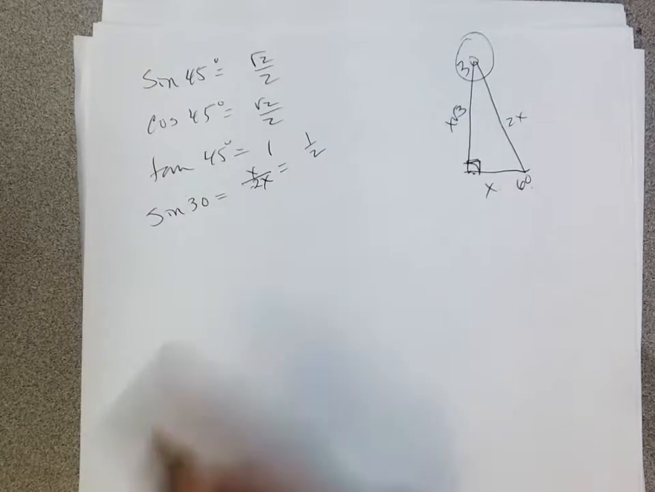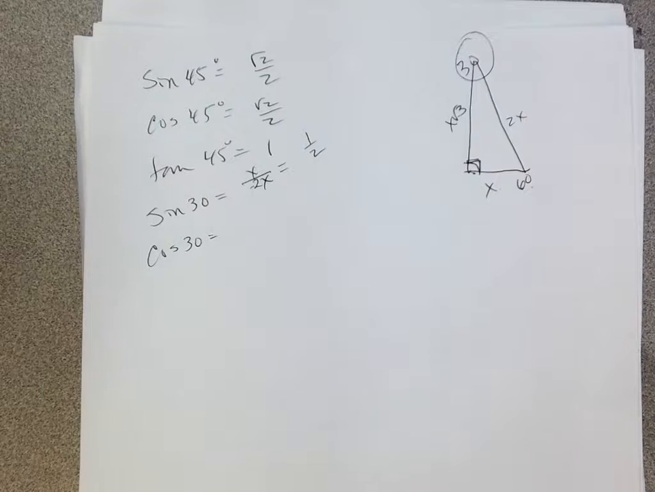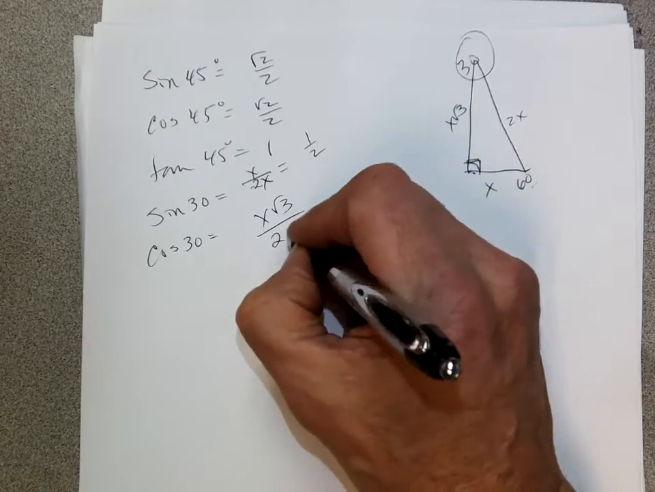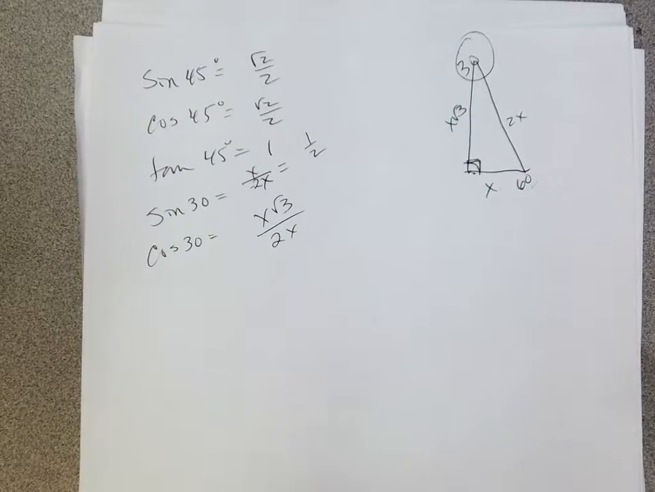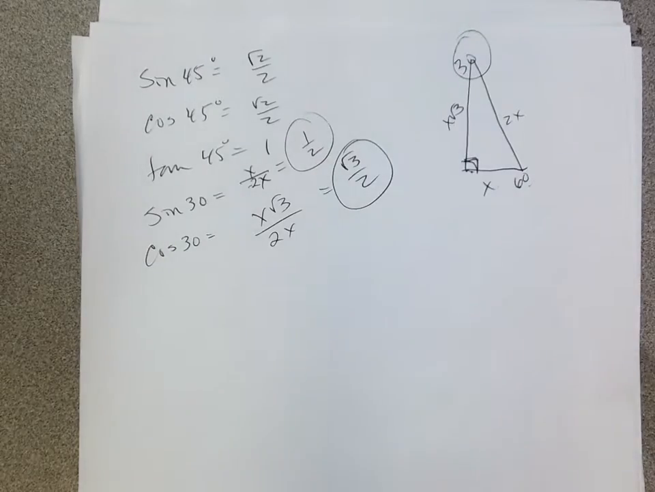We're so smart. How about cosine of 30? What's cosine of 30 going to be? What do you think that's going to be? Think about it. Square root of 3 over 2x. What happens to the x's? So you get square root of 3 over 2. Hey, that's pretty cool, isn't it?